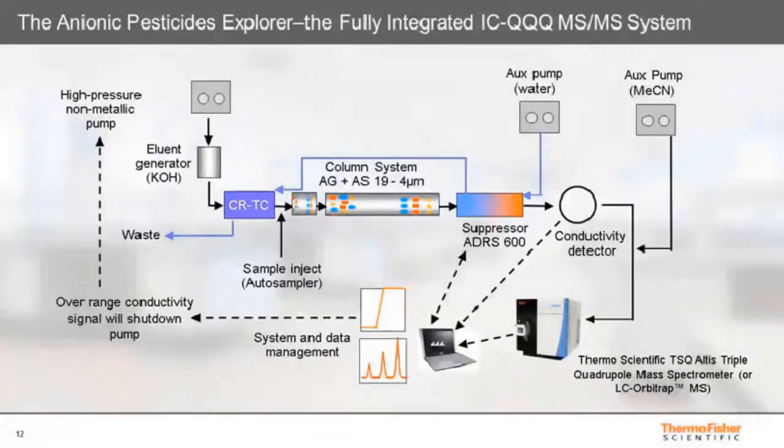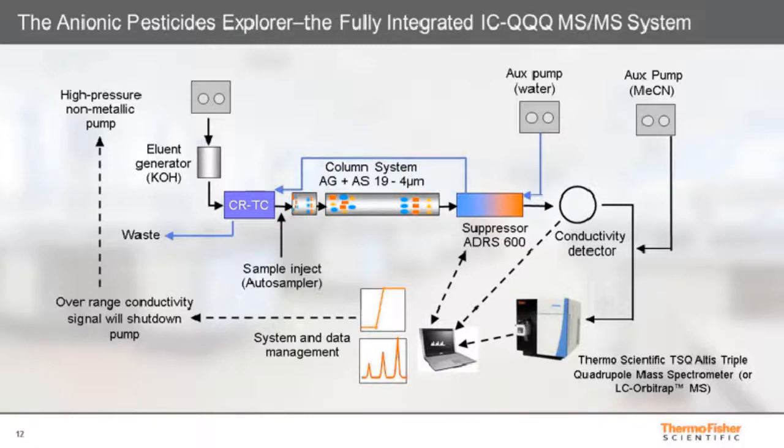So if we are looking at the full system configuration, it includes a Dionex Integrion high-performance IC system fitted with an electrolytic eluent generator and conductivity cell, coupled with an autosampler and TSQ Quantis triple quadrupole mass spectrometer. Separation is achieved using an IonPac AG19 guard column and AS19 analytical column, with elution of polar anionic analytes using potassium hydroxide gradients.